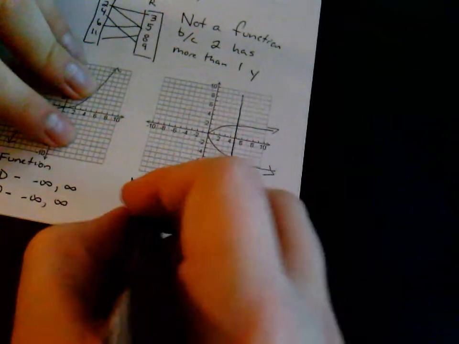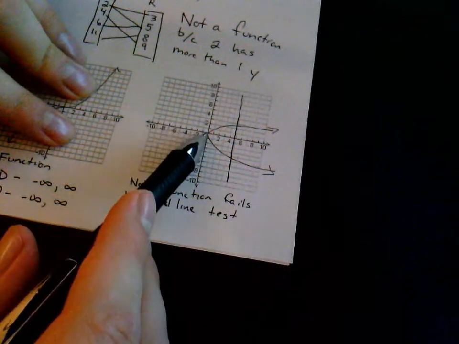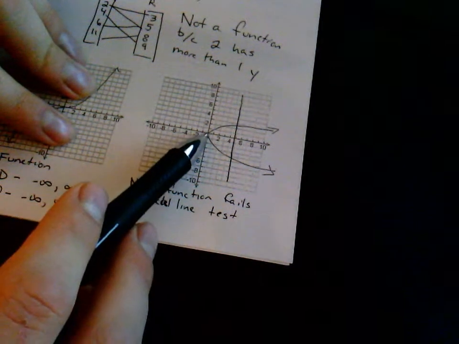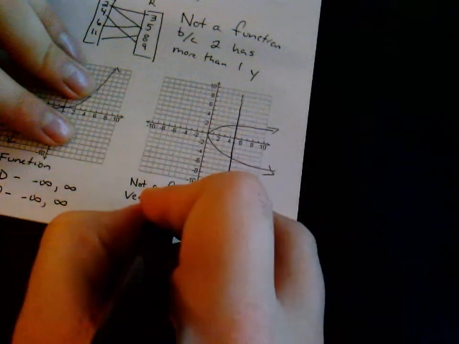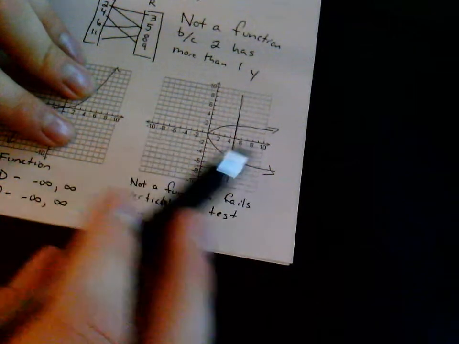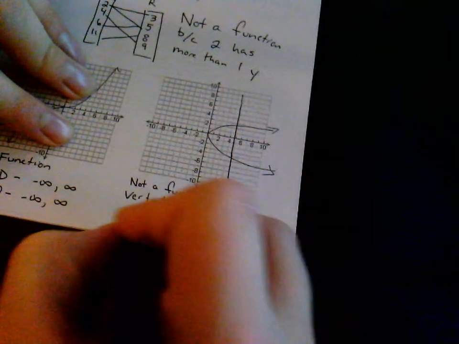Now domain, it's asking, is it going left forever? Well, we have no arrows pointing down and to the left, up and to the left, or anything like that. So it actually stops right here. So no, it goes up until 0. Does it go right forever? Well, obviously there's 2 arrows pointing to the right, so it does go right forever.